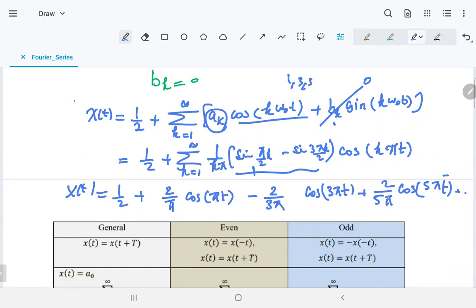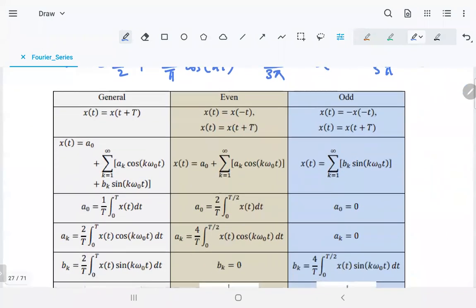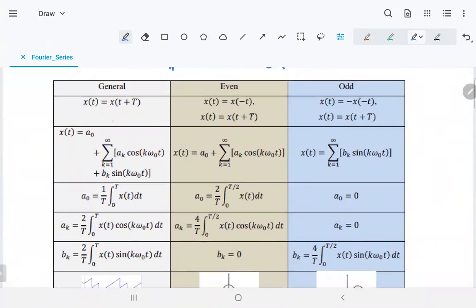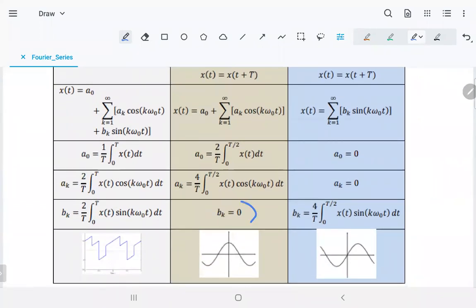So that's how you do the Fourier series using the trigonometric series. Of course, there are things that will help you, like the table I'm going to give you, which makes life easy. I'm giving the general expression, and when it's an even function, you will find that bk is equal to 0. So when you look at the function, first look at the signal. Is it even or odd? If it's even, don't waste your time calculating bk.